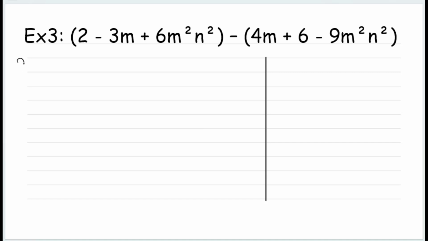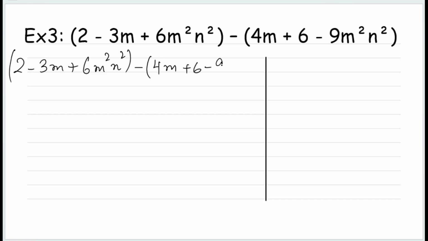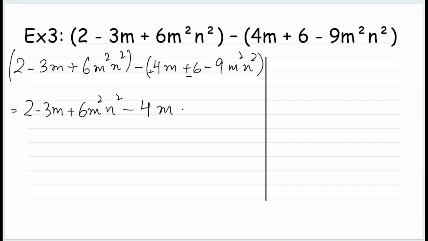So let's write the first parenthesis 2 minus 3m plus 6m square n square as it is, minus the next bracket is 4m plus 6 minus 9m square n square. So all the terms of the first parenthesis as it is, but because of this minus sign, what will happen? All the signs of these second parenthesis terms would change. So this positive 4 will become negative 4, this positive 6 will become negative 6, and this negative will become positive 9m square n square.